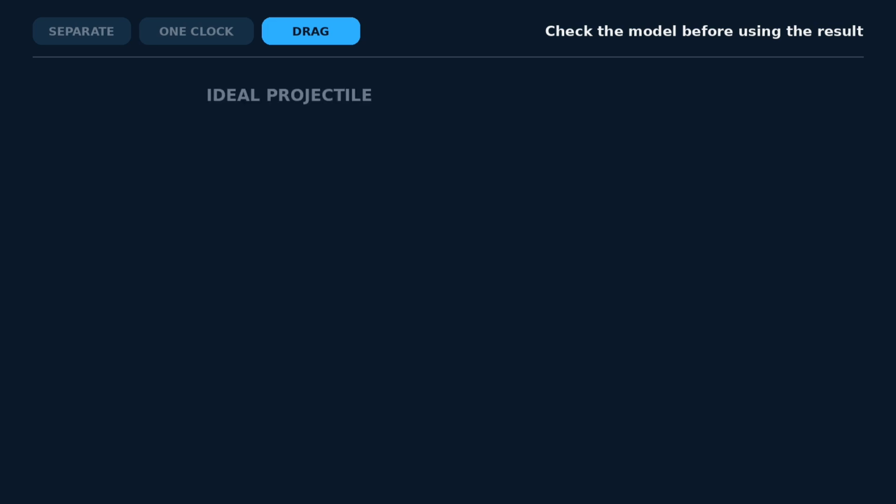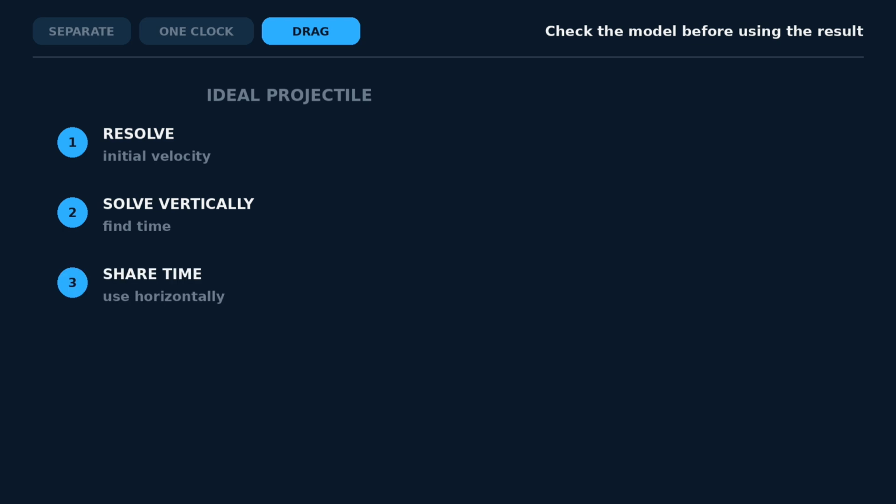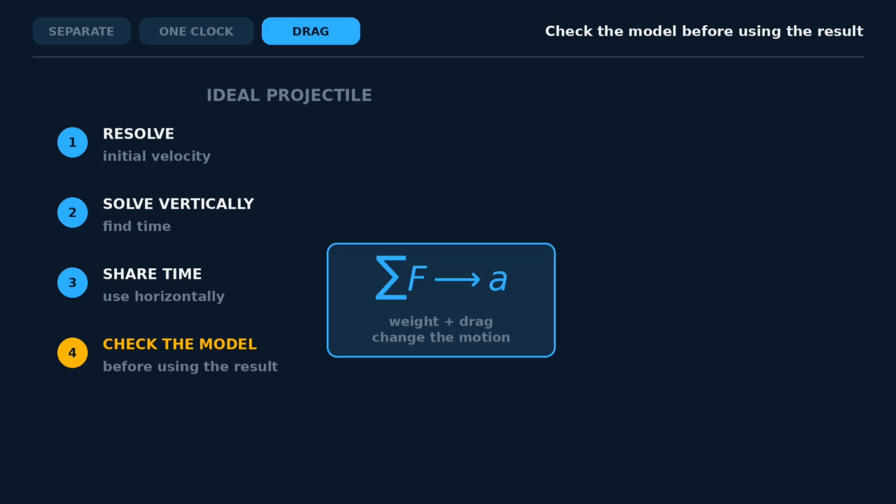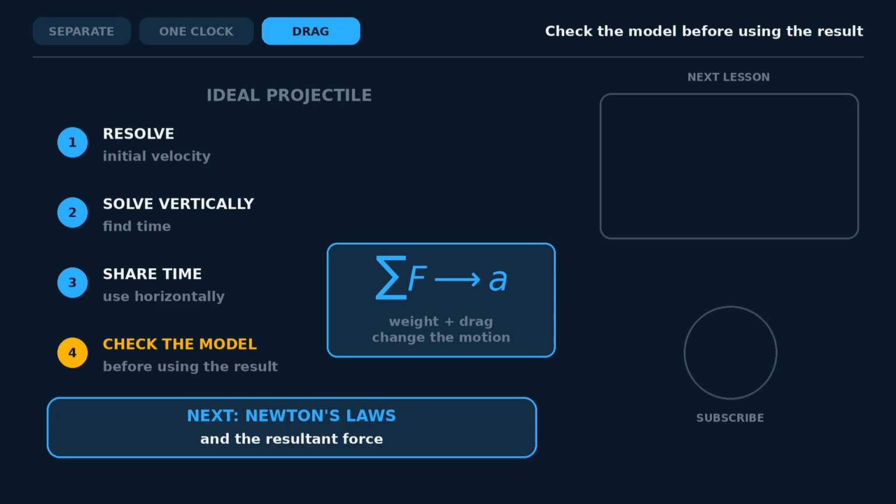For an ideal projectile, resolve the initial velocity, solve the vertical motion, then share the time with the horizontal motion. Before using the result though, check the model assumptions. Here, weight produced the downward acceleration, while drag changed the motion. In the next lesson, we will connect force and acceleration systematically using Newton's laws and the resultant force.